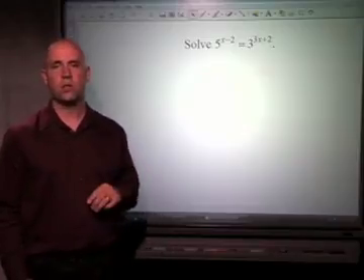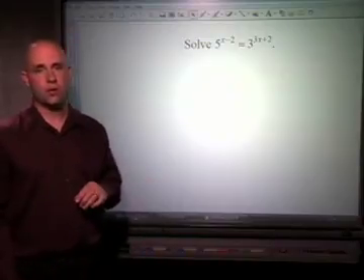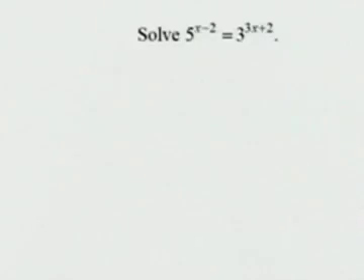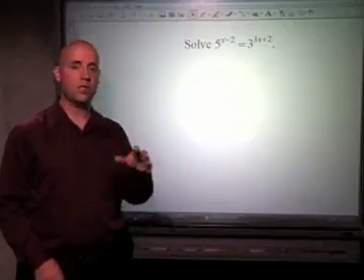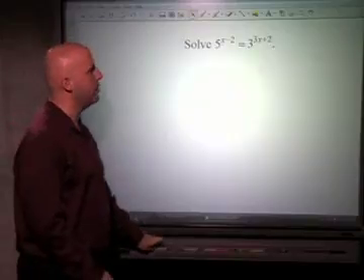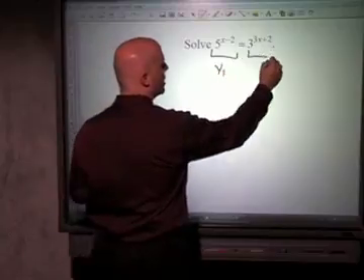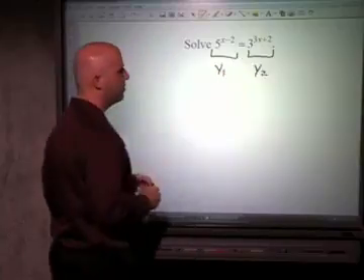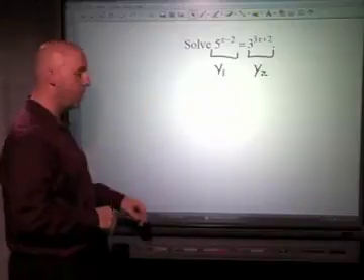We have two ways we can solve equations on our calculator. We can use the zero feature or the intersect feature. We want to solve the equation 5 to the x minus 2 equals 3 to the 3x plus 2. Since we have an expression on both sides of our equation, neither of which is 0, we're going to use the intersect option. We're going to do that by letting the left side equal y1 and the right side equal y2. We'll go to our graphing calculator and enter these expressions in y1 and y2.